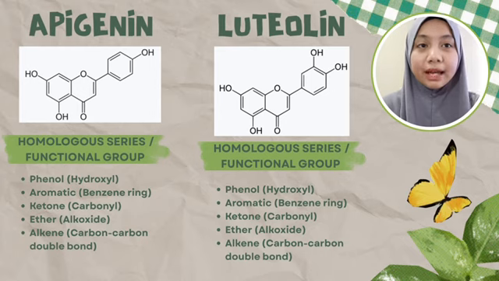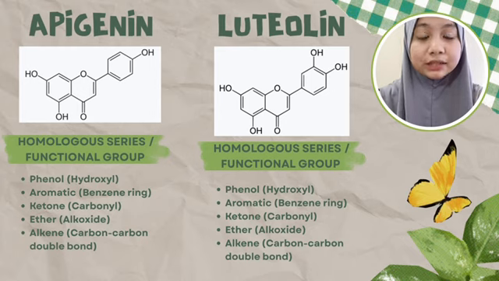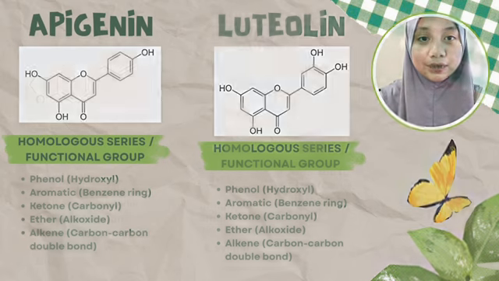In addition, an ether group is also present in both compounds. The C-O-C linkage connecting the rings indicates an ether, placing it in the ether homologous series, and the functional group is alkoxy. Lastly, C=C bonds are present in the rings of both compounds, showing features of the alkene homologous series, and the functional group is the carbon-carbon double bond. Apigenin and luteolin share similar functional groups, with luteolin having additional hydroxyl groups which enhance its chemical reactivity.